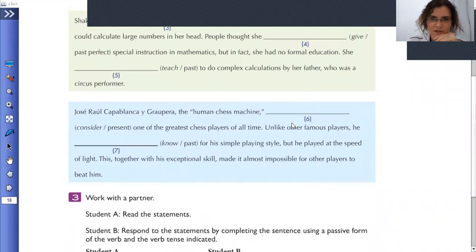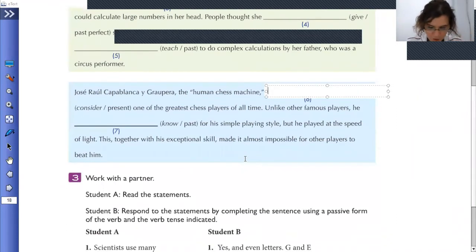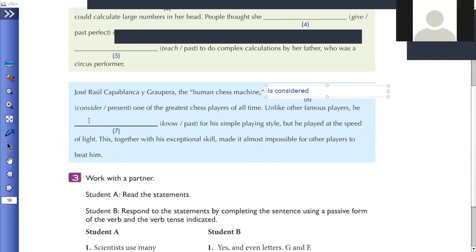Okay. Continue. Here we go, consider in present. Let's look at the human chess machine. So that's one. So we will use is then, yeah? If you're not sure if it is plural or singular, you have to look at the subject that is mentioned before it. The human chess machine, that is one. So we use is. Consider in the verb 3 is considered. There we go.